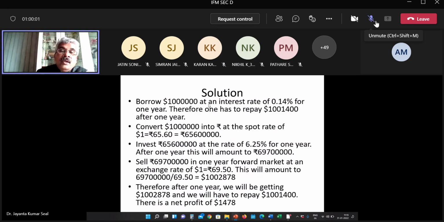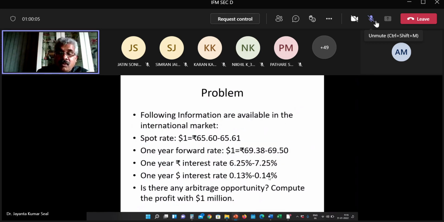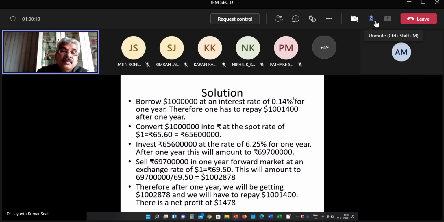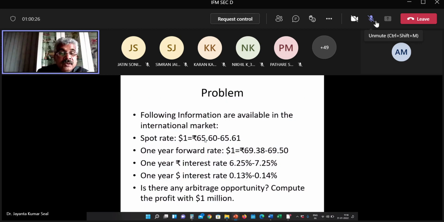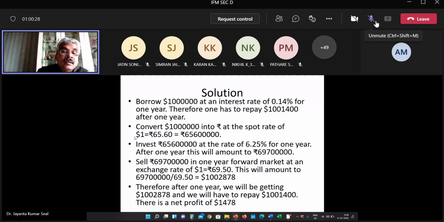Borrow $1 million at an interest rate of 0.14%. That is the rate we have, so if I borrow dollar, this is the rate. Borrow dollar at 0.14% for 1 year. Therefore, one has to repay $1 million and $1,400 after 1 year. Convert $1 million into rupee at the spot rate of 65.60. So you'll get 65.60 million rupees.